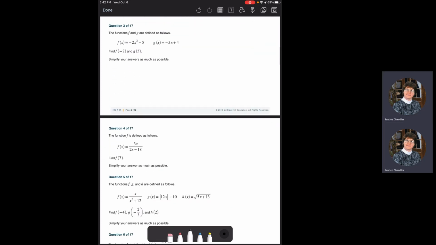Now we start learning a little more about function notation and inserting different things into the functions.